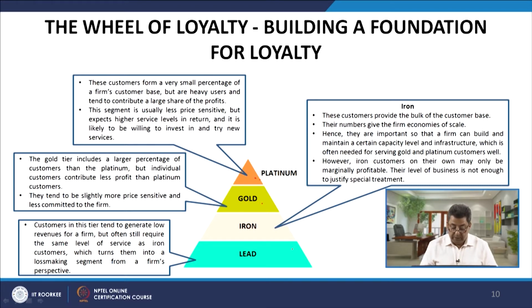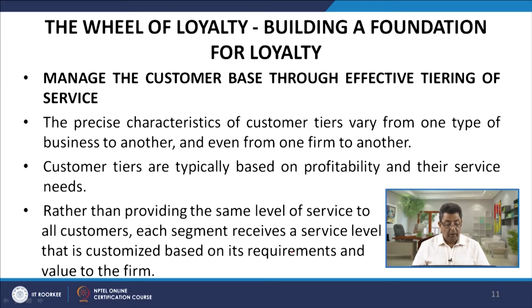Let us look at these lead customers. Customers in this tier tend to generate low revenues for a firm, but often still require the same level of service as iron customers, which turns them into a loss-making segment from a firm's perspective. Now, the precise characteristics of customer tiers vary from one type of business to another, and even from one firm to another. Customer tiers are typically based on profitability and their service needs.